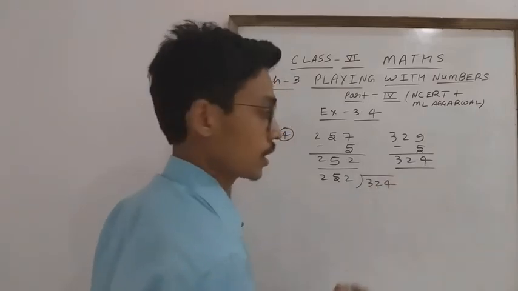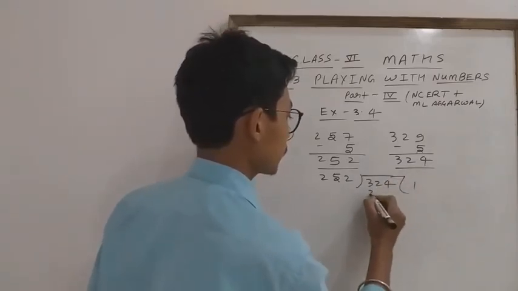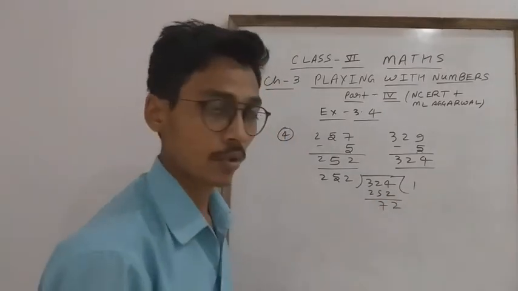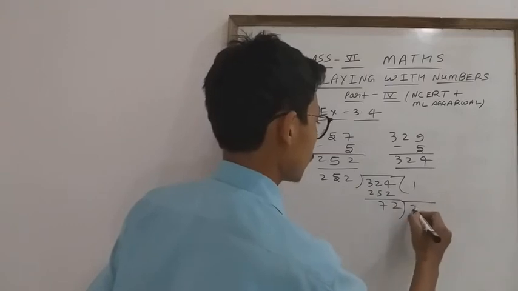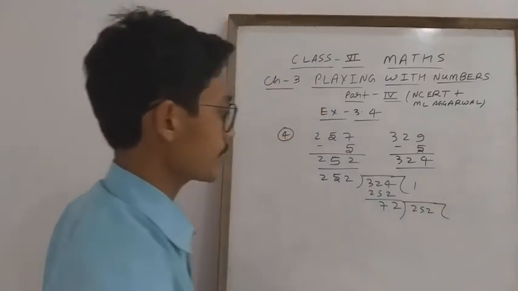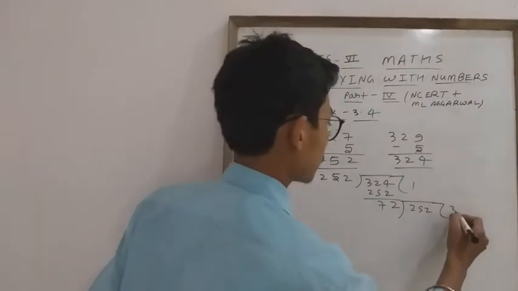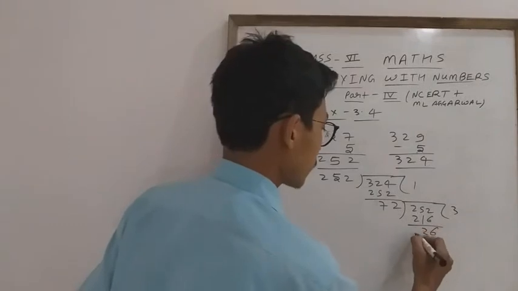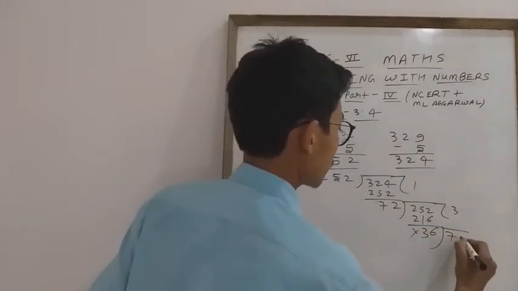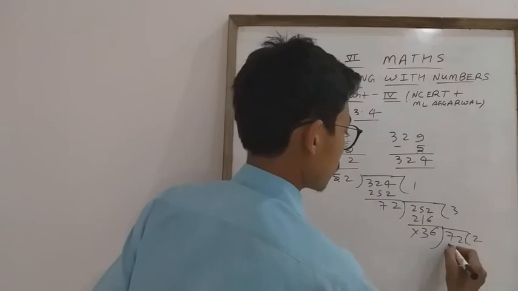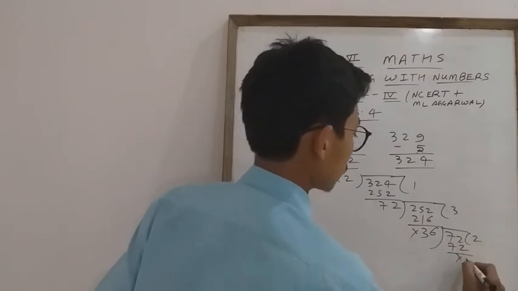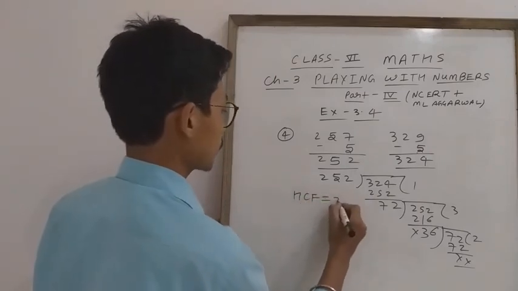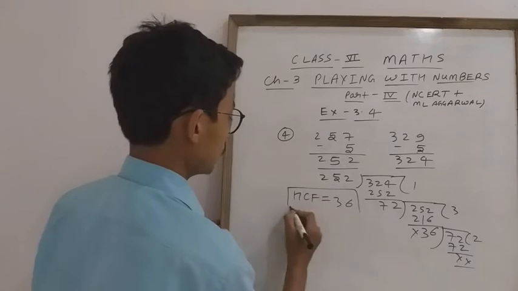So 324, now divide it. 1 time 252. 4 minus 2, 2. Or 12 minus 5, 7. Okay, everyone? Now 72 and 252. Now how many times will it come? 3 times. 3 2 is 6, 3 7 is 21. Now 12 minus 6, 6, 4 minus 1, 3. Now cancel out. Again you will divide by 72. 3 2 is 6, 2 is 72... 36 2 is 72. Okay, everyone? So now HCF is equal to 36, and this is our actual answer.